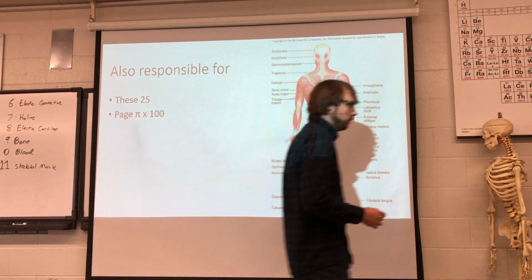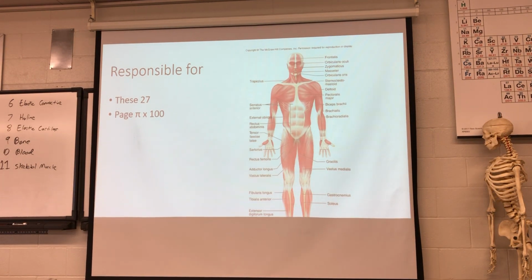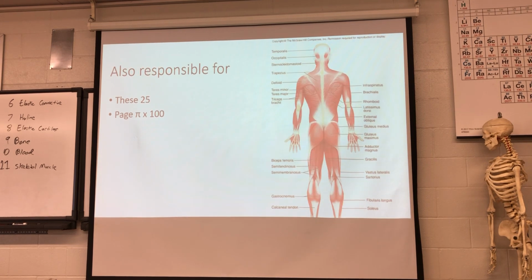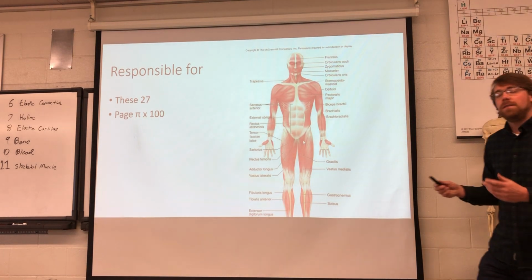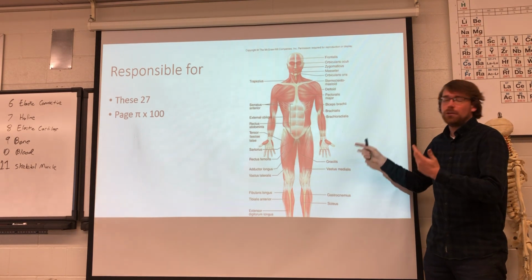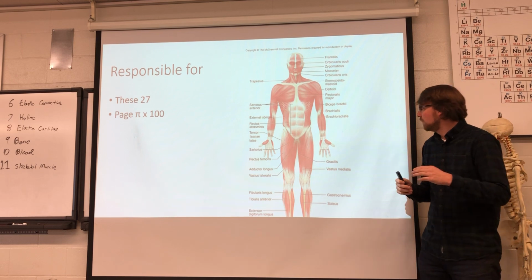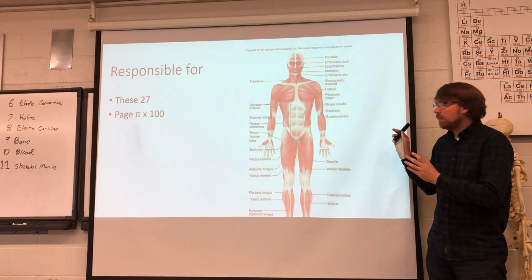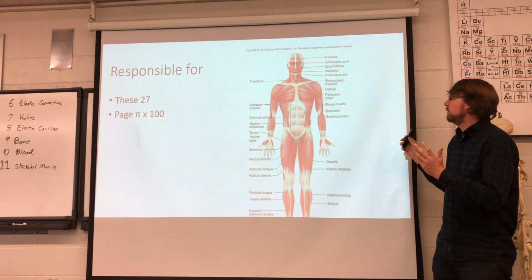So there are 27 on the front here. There are 25 on the back. These are all on page 314 in your text. You have this exact picture on page 314. So please take a look there. These are going to be your largest muscles.